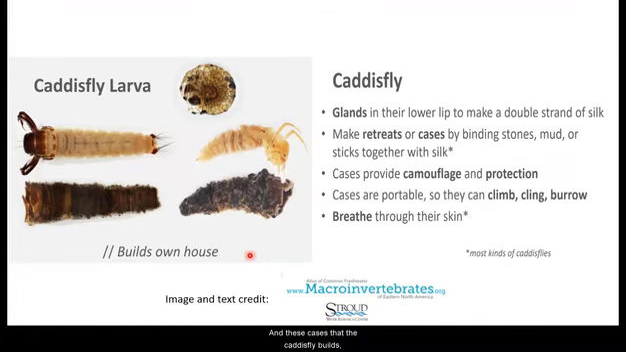And these cases that the caddisfly builds, they build those around their body from materials that they find on the stream bottom. And those cases actually move along with them.